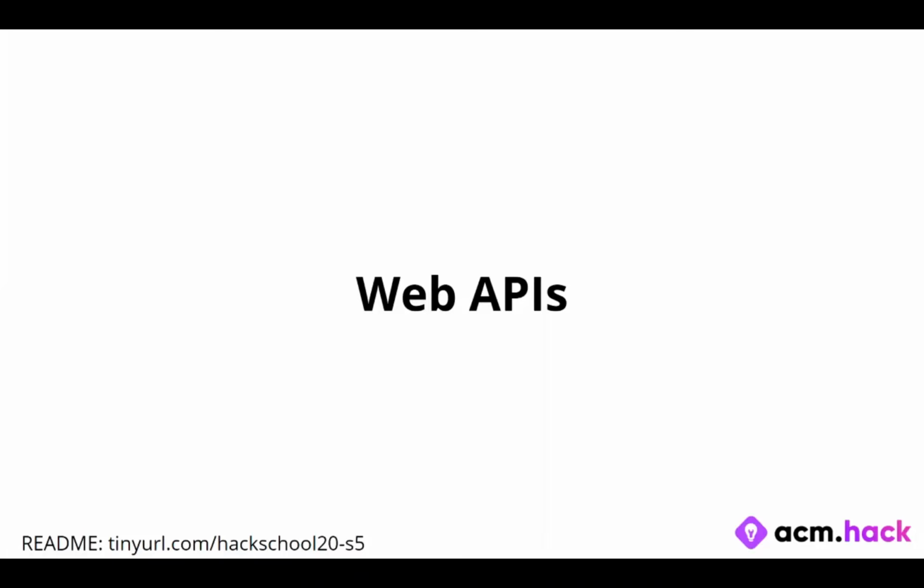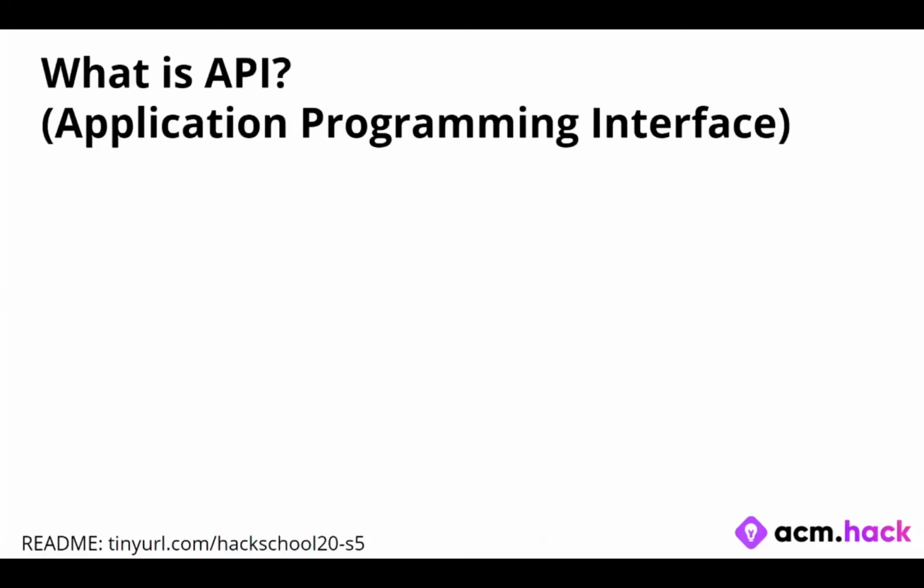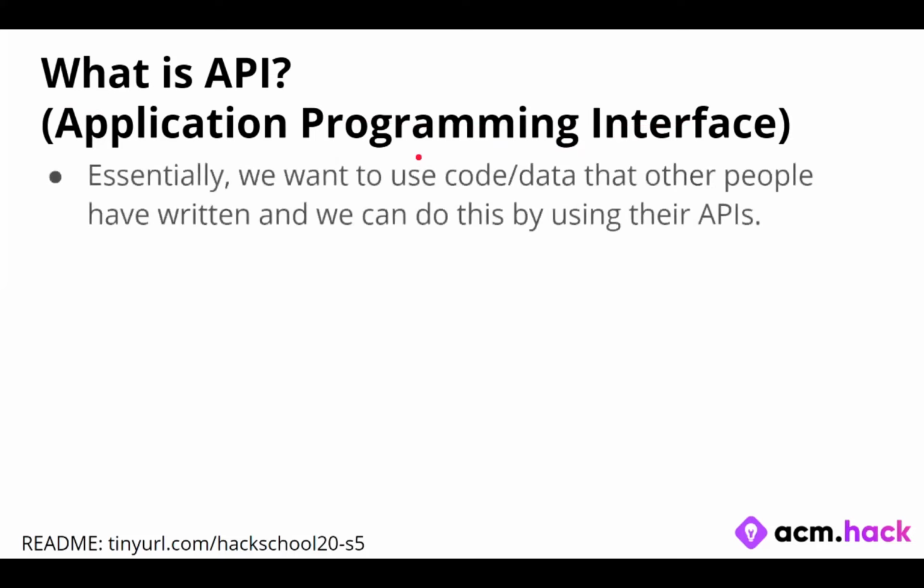So what is a web API? What is an API first? API stands for Application Programming Interface. That doesn't mean much, so we can just ignore this. Just want to get the definitions out of the way. What we're essentially doing is we want to use code that other people have written, and we can do this by using their APIs.